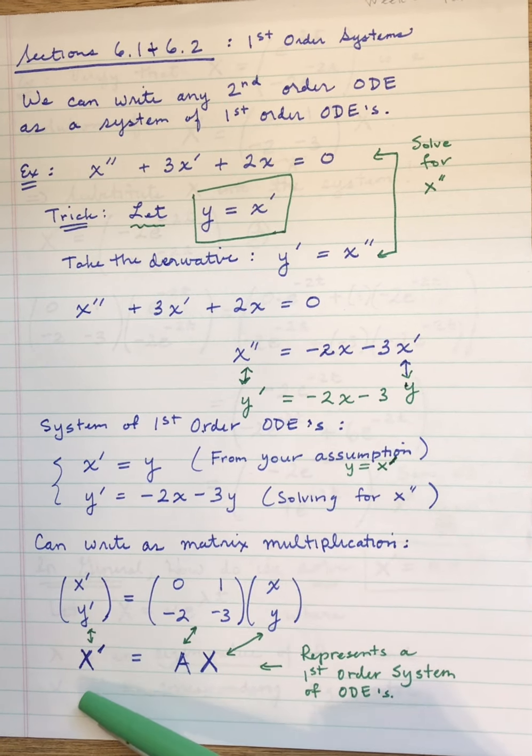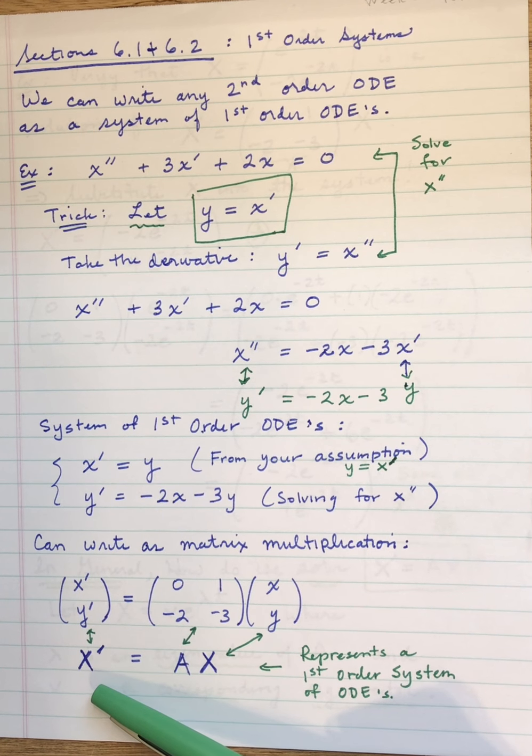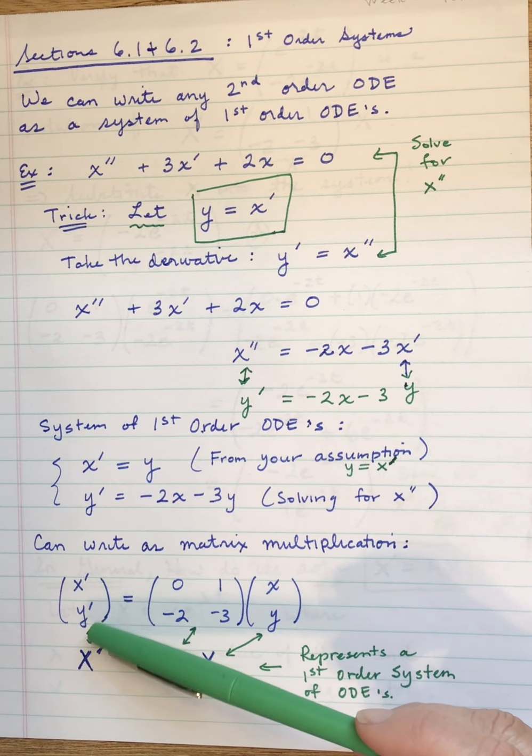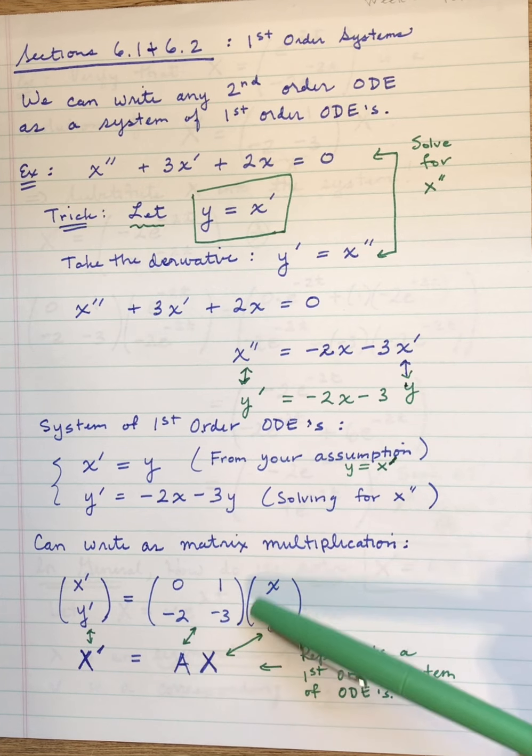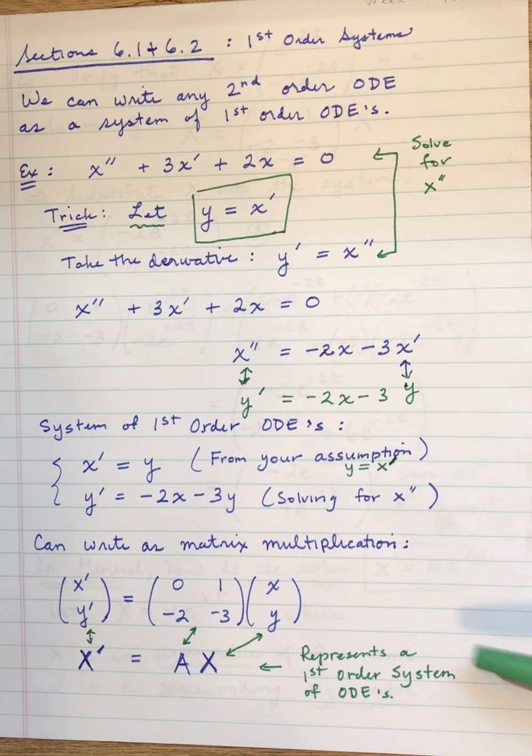So this is how we'll get used to representing a system of first order equations as x prime, where x is the vector x, y, and then we just call this matrix A. So x prime equals Ax. So this represents a system of first order ODEs.